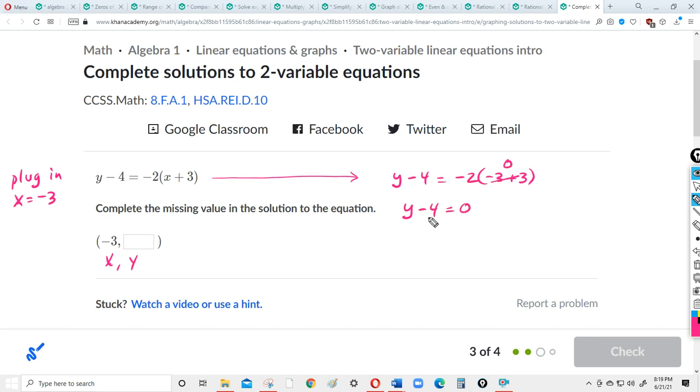Solving for y, the opposite of -4 is +4. So we just add the 4 to both sides. Bring down the y. -4 plus 4 cancels. Bring down the equal sign, and 0 plus 4 is just 4. So we enter y equals 4 in the box.